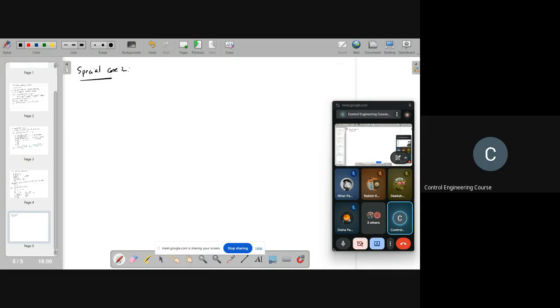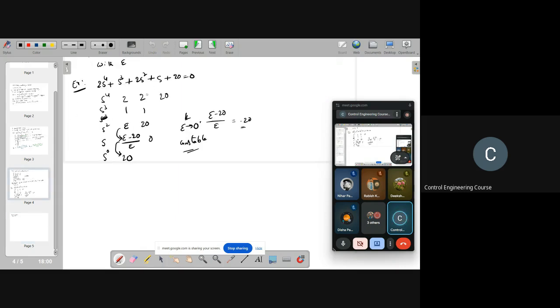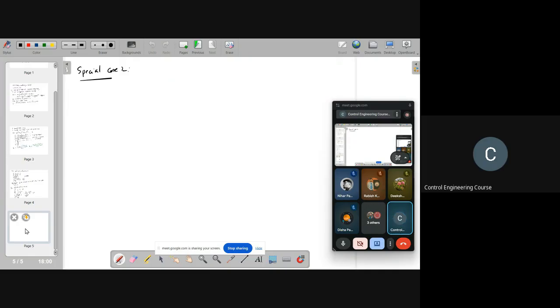Let's assume the entire row is completely zeros. So in this routh array, suppose any row is completely zero. In that case, how do you complete the remaining portion of the routh array?